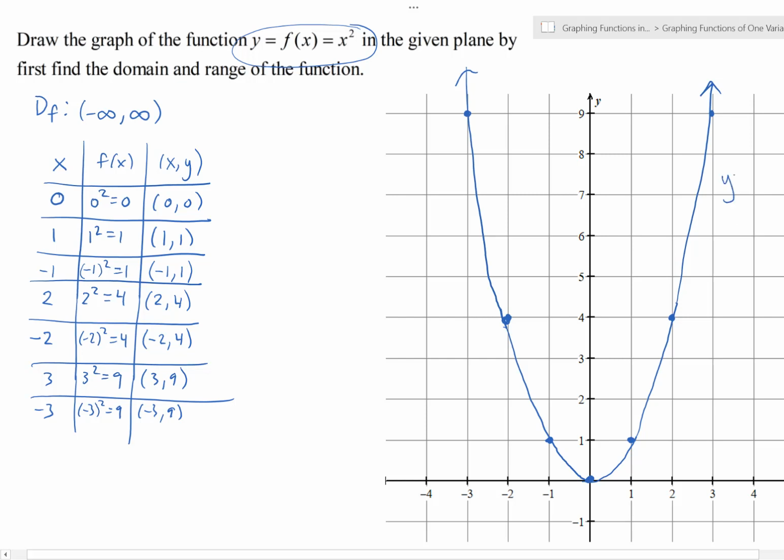This is the graph of y equals x squared. It's actually a graph of what's called a parabola. It's a certain shape. Quadratic functions have the shape of a parabola. So we could make it more accurate by picking more and more inputs and finding the corresponding outputs and plotting all kinds of ordered pairs. But overall, we can be pretty confident that's what the graph looks like, more or less.